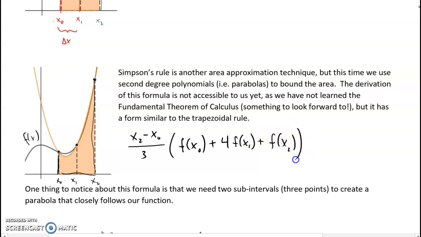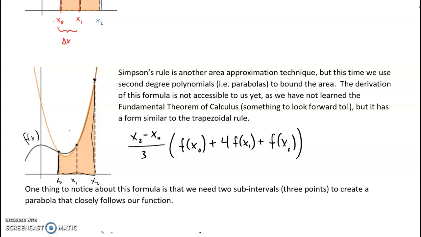Okay, so this is a single expression to find the area of this region bounded by the parabola and those 3 lines. And again, the parabola isn't our original function. Our original function is curvier than that, right? It curves back down over here. So the parabola doesn't quite follow the curve, but it does a better job than the lines.